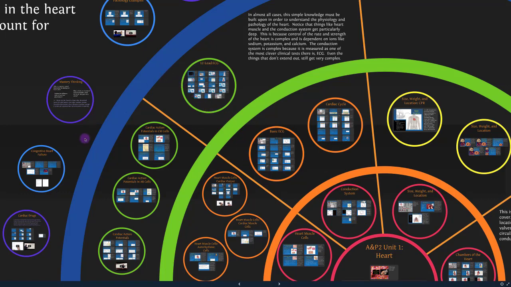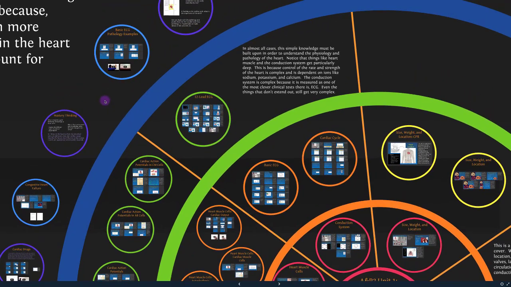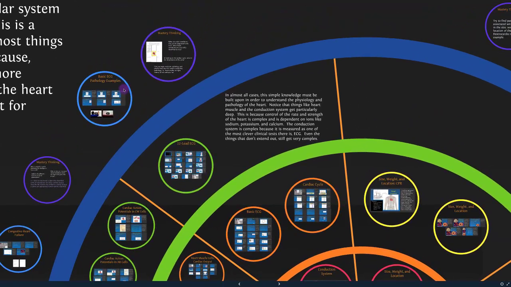This is because control of the rate and strength of the heart is complex and dependent on ions like sodium, potassium, and calcium. The conduction system is complex because it is measured by one of the most clever clinical tests there is, ECG or EKG. Even the things that don't extend out still get very complex. So we will radiate out from simple information and build up through Bloom's taxonomy until we get to the real why questions of things like congestive heart failure or 12-lead EKG, or diagnosing problems with the heart by looking at the EKG.